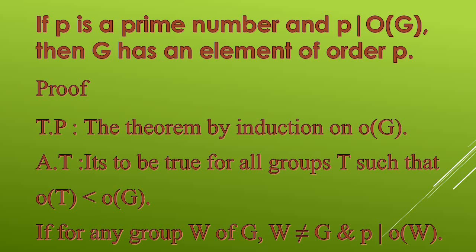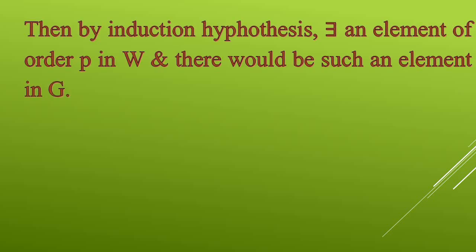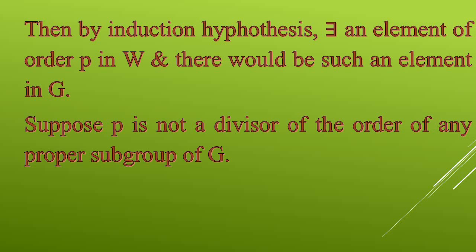If for any subgroup H of G, H not equal to G, and p divides the order of H, then this theorem is true for this subgroup H. That means there exists an element of order p in H, and there would be such an element in G also. Suppose p is not a divisor of the order of any proper subgroup of G. This is our assumption for this part.